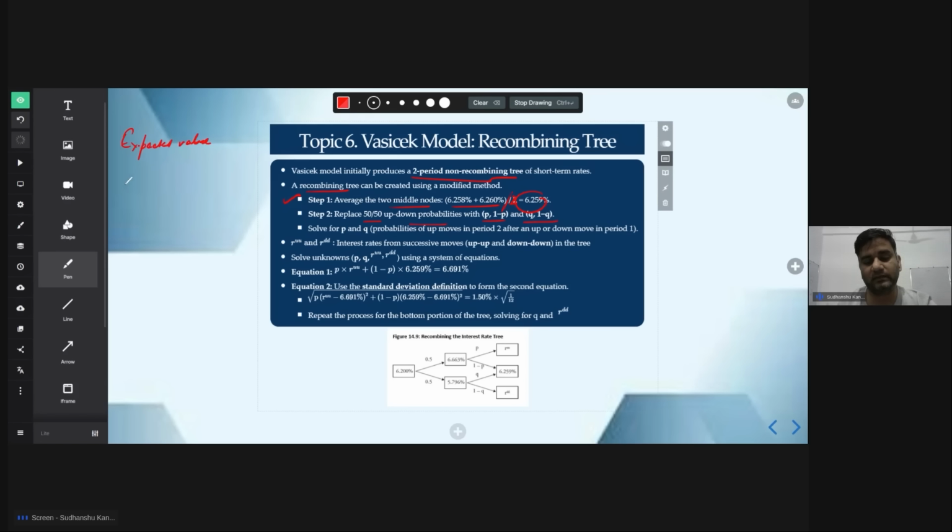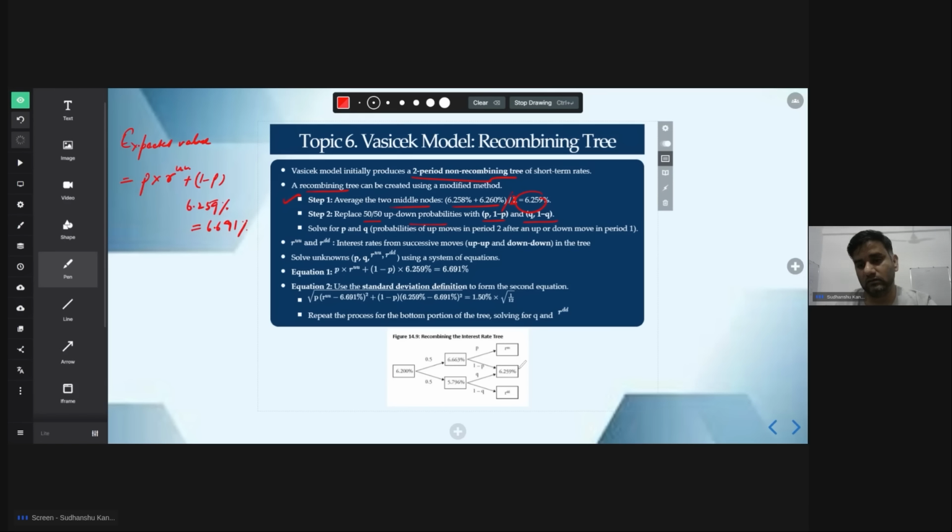We have to find the expected value. We do P into RUU plus (1 minus P) into RDD, 6.259%, and we get 6.691%. What are we doing?